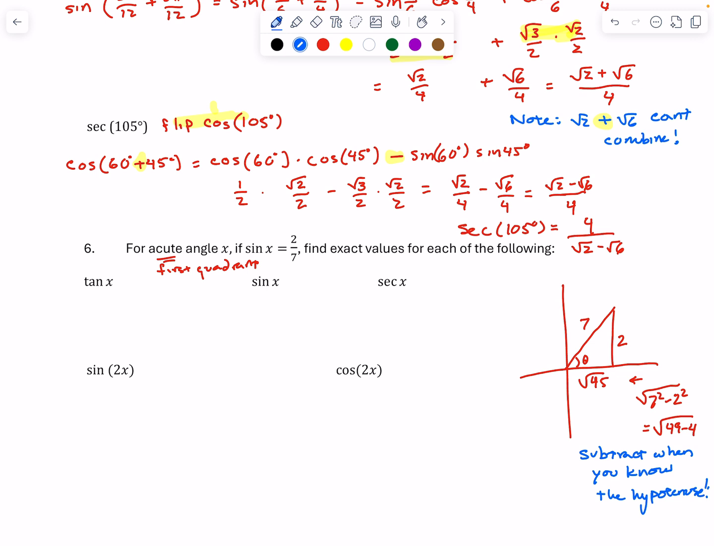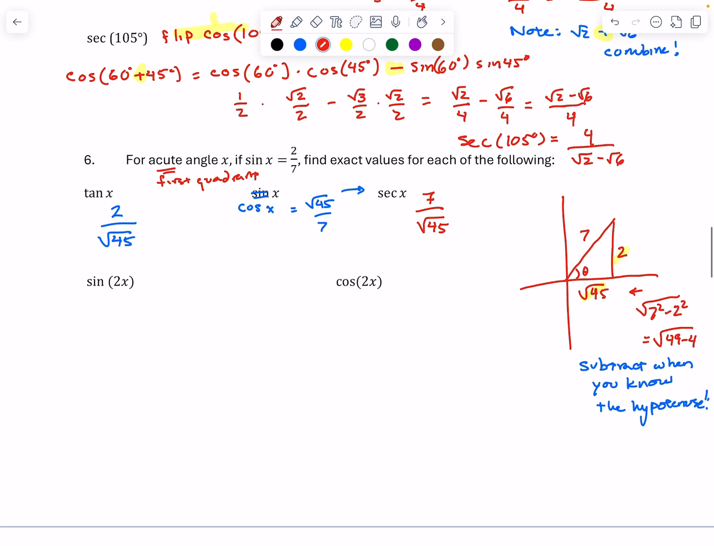Okay, tan is opposite over adjacent. Sine. Let me write cosine, because that's a useful one to know. Cosine will be adjacent over hypotenuse. Secant flips cosine. Fine. How do you do sine and cosine? How do you do the double angle formulas?